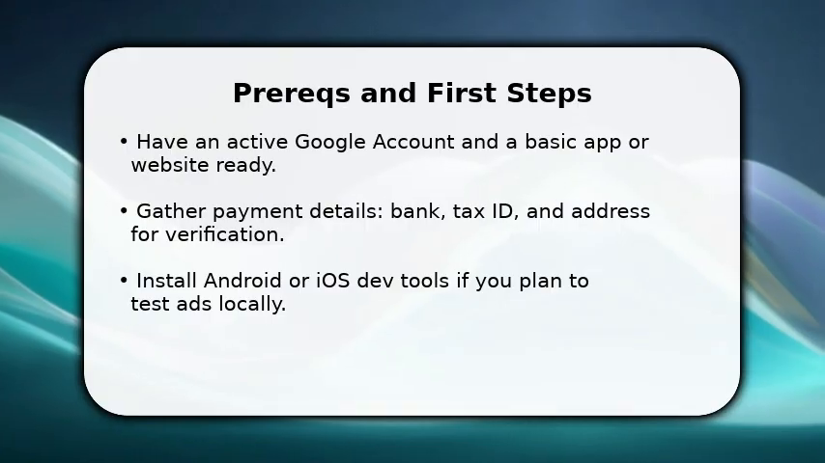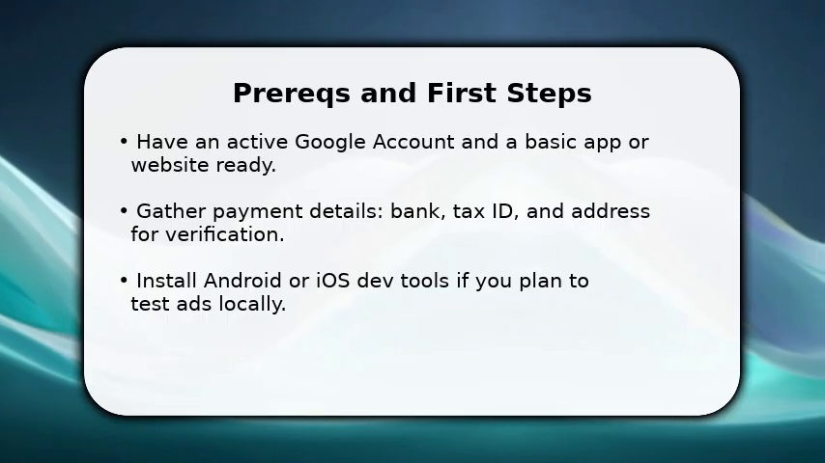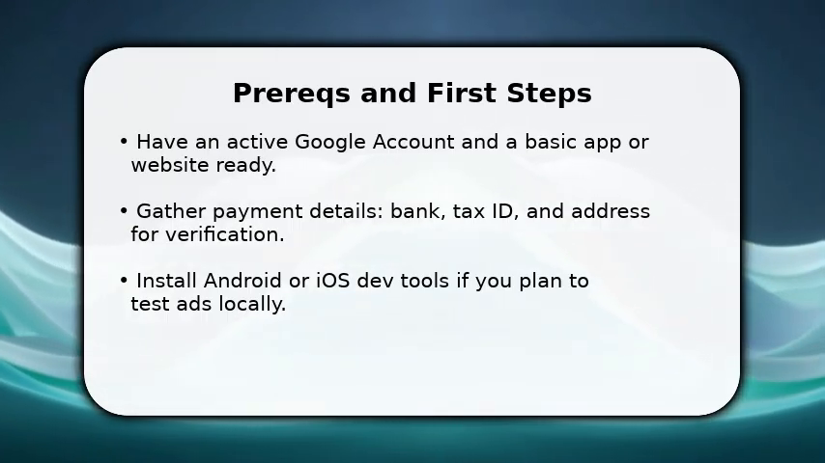Next, pick whether you're adding an Android or iOS app. If it's not published yet, choose Add App manually. This gets you to the dashboard where ad units are created.